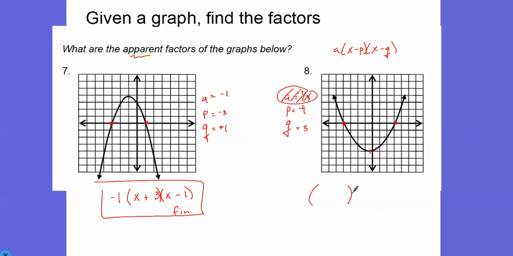What I do know is the binomial parts are going to be x plus the 4 and x minus the 3, and we're going to put a out front because it's undetermined. All right, that's it. We will call this finished for now.